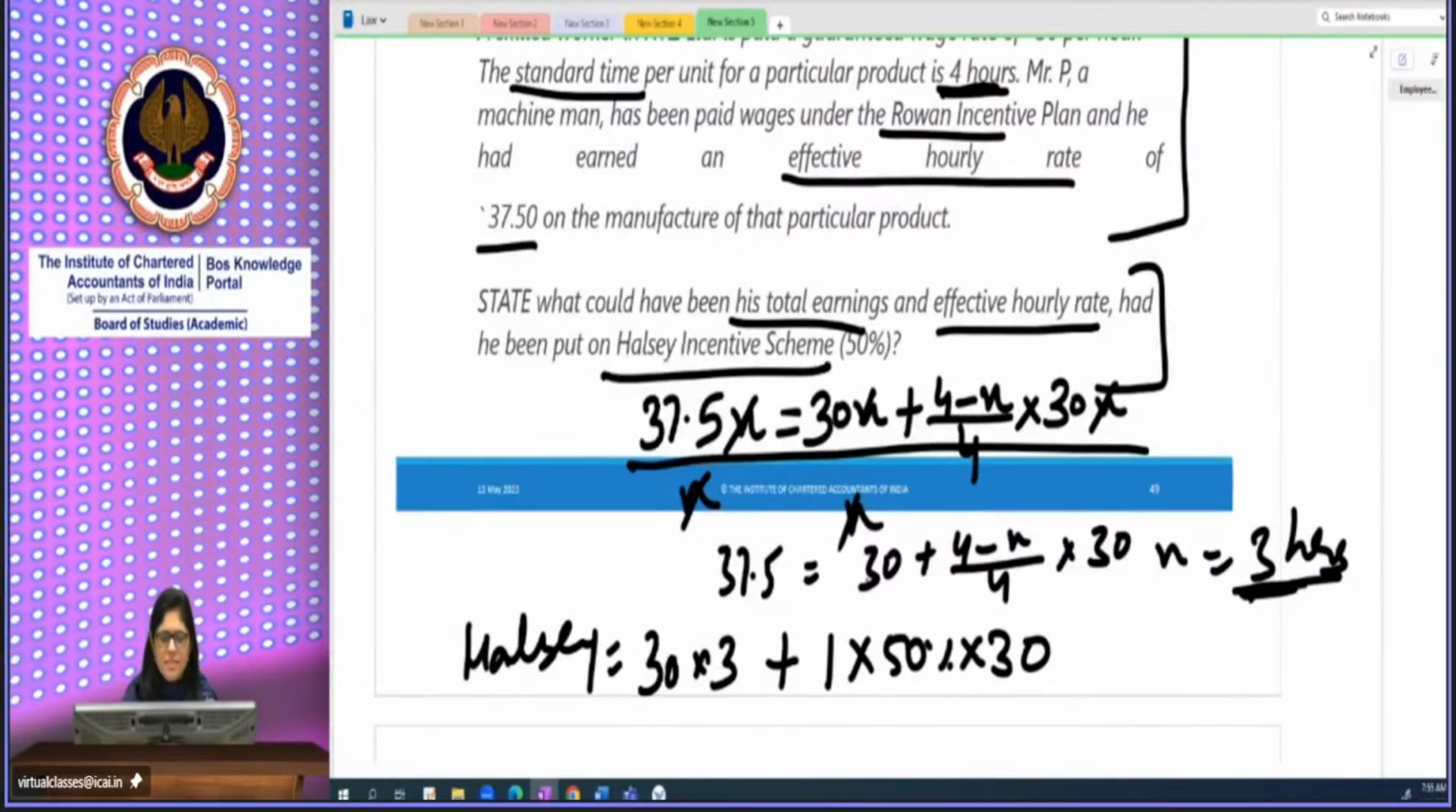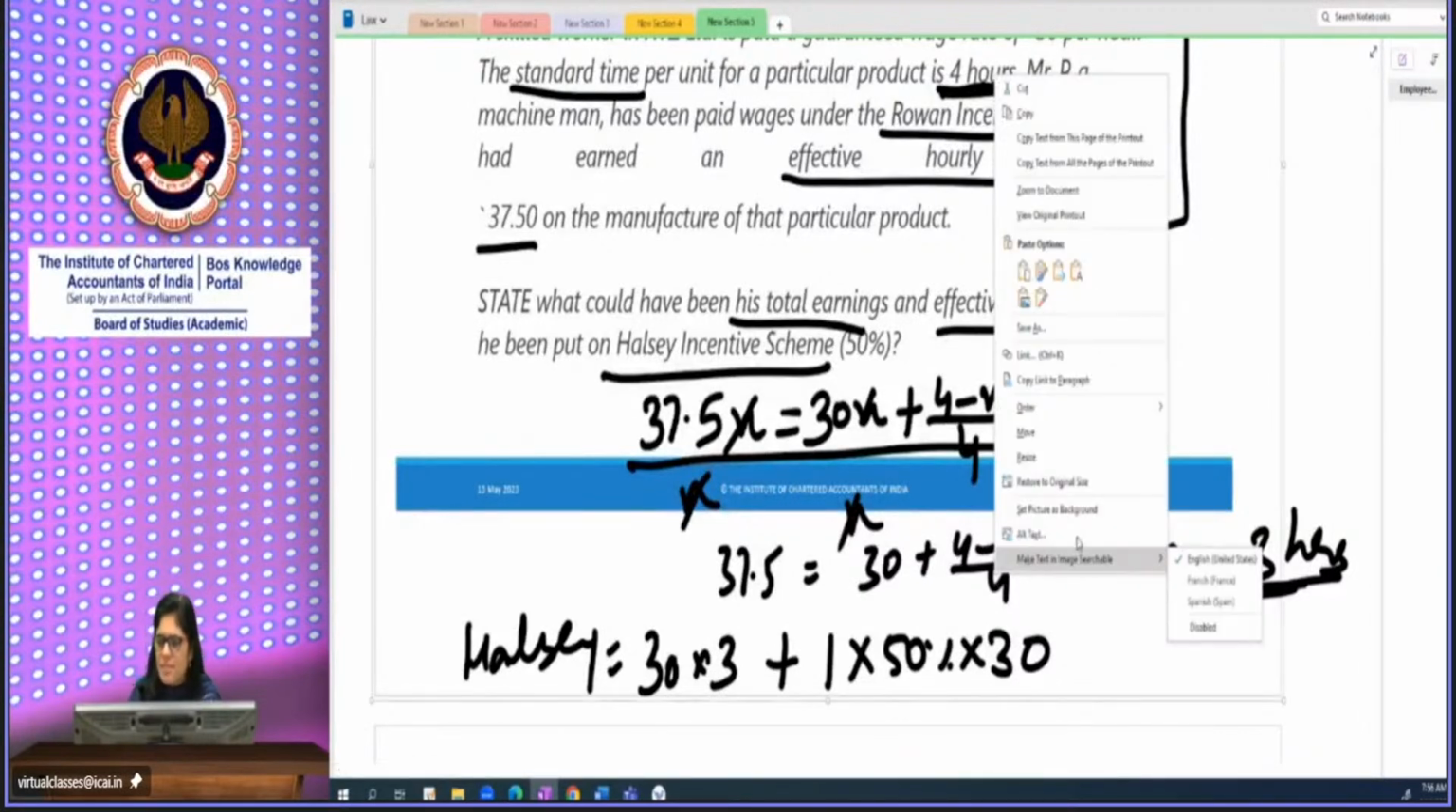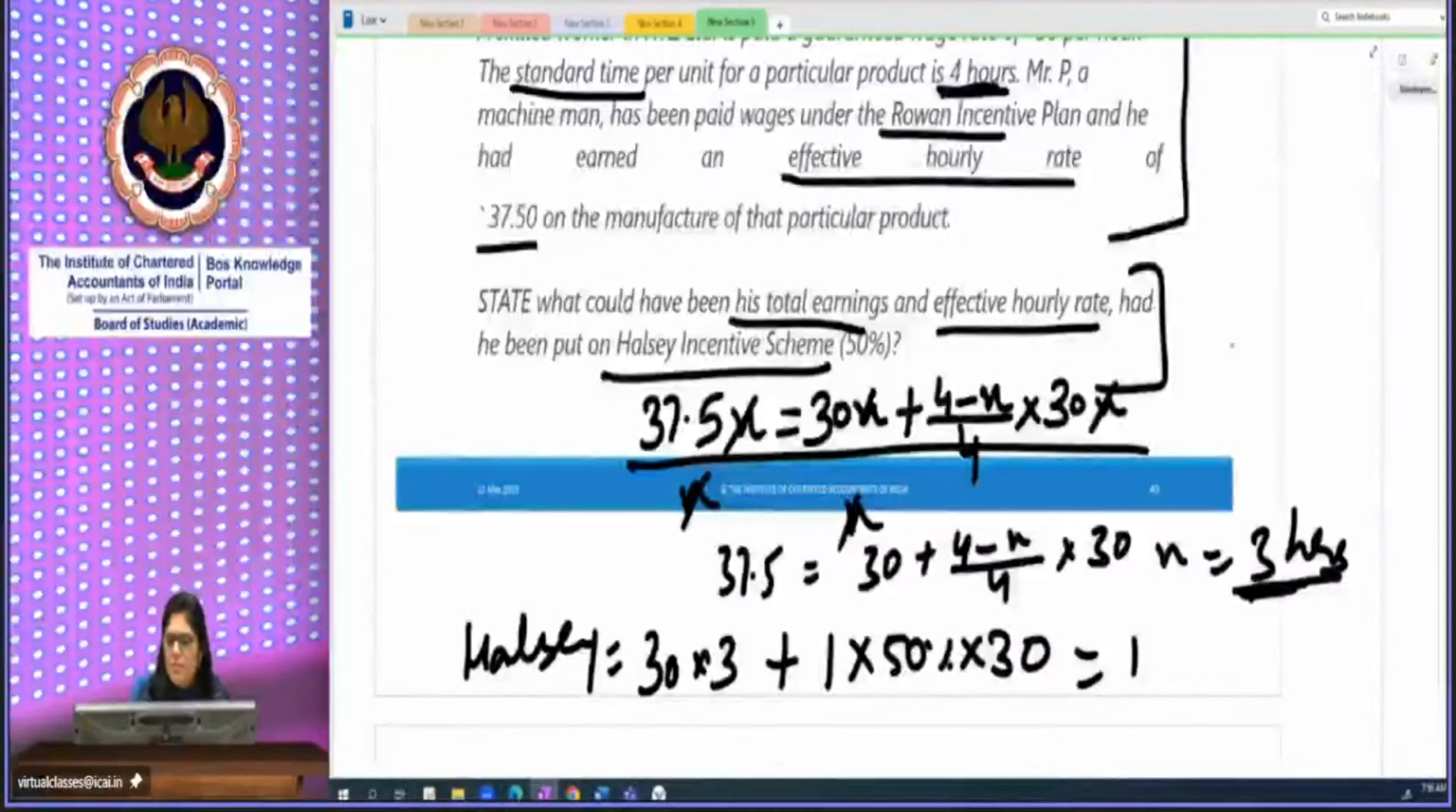So how much are the earnings under Halsey? 90 is the normal wage rate, plus 15. So yes, it comes out to 105. So 105 is the total earnings under Halsey. How much is the total earnings under Rowan? 37.5 into 3, so 112.5.